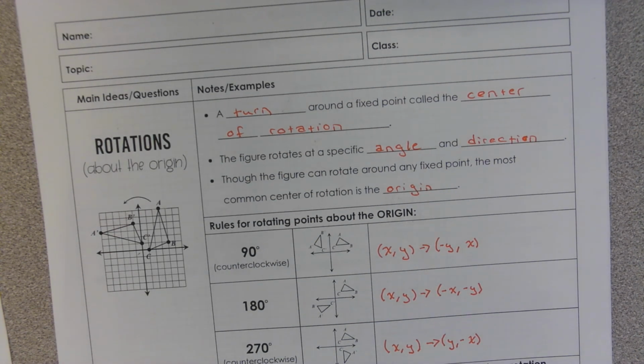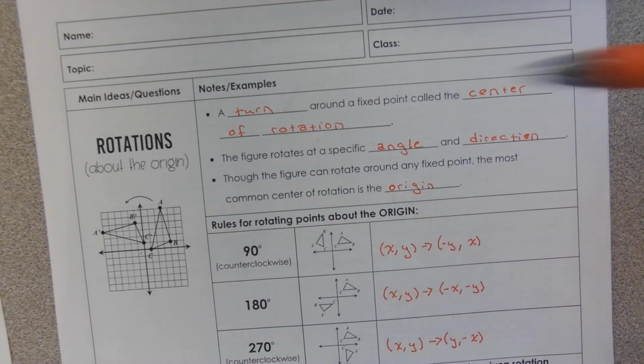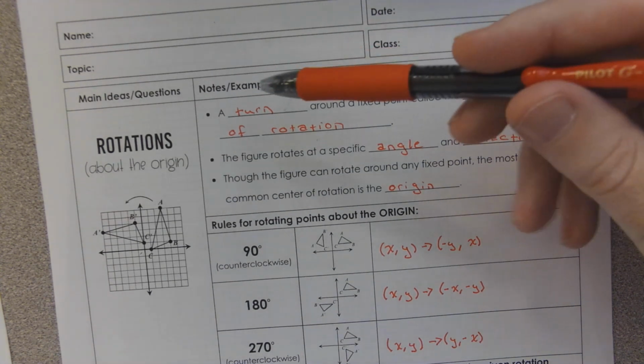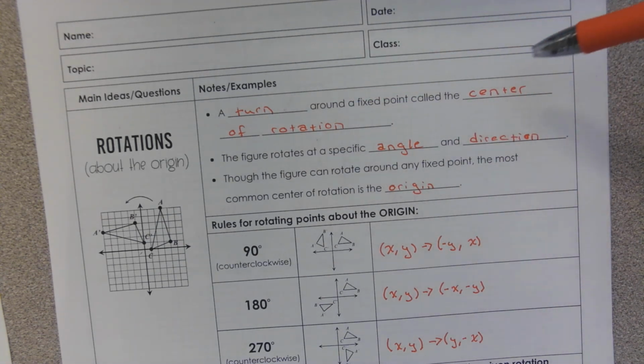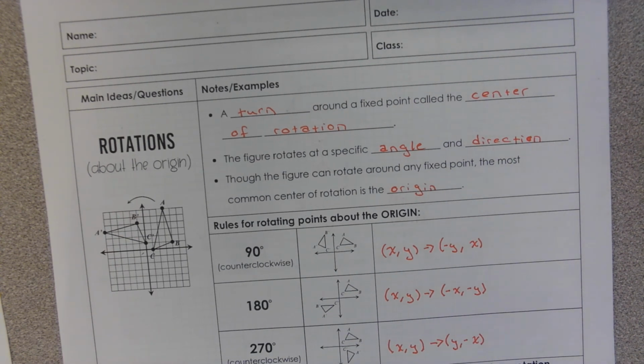Alright, so today we're looking at rotations around the origin. First, some basic simple stuff. A rotation is a turn around a fixed point called the center of rotation. Now, that center of rotation doesn't have to be the origin, but for the most part, what we're going to deal with this year is the origin.